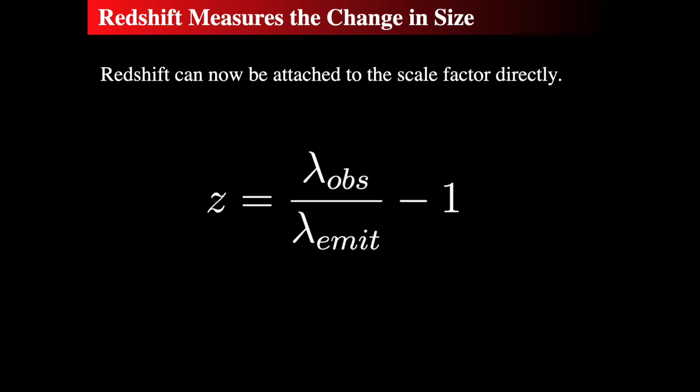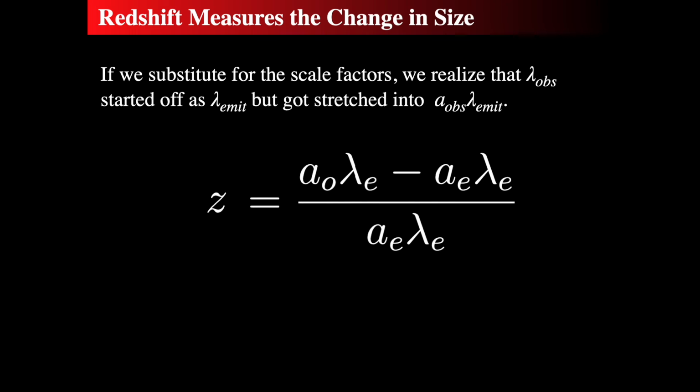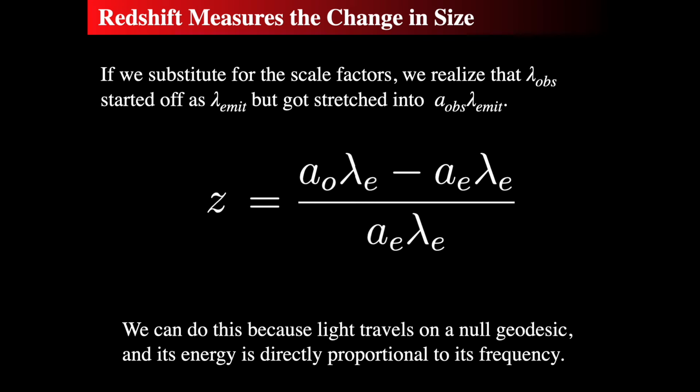We return to the redshift definition and see how that scale factor comes into play. We rewrite it for clarity. And now we apply the scale factor to each of the wavelengths of the photon, noting the observed wavelength is just the scale factor times the original emitted wavelength. Okay, we can do this because light travels on a null geodesic and its energy is directly proportional to its frequency.